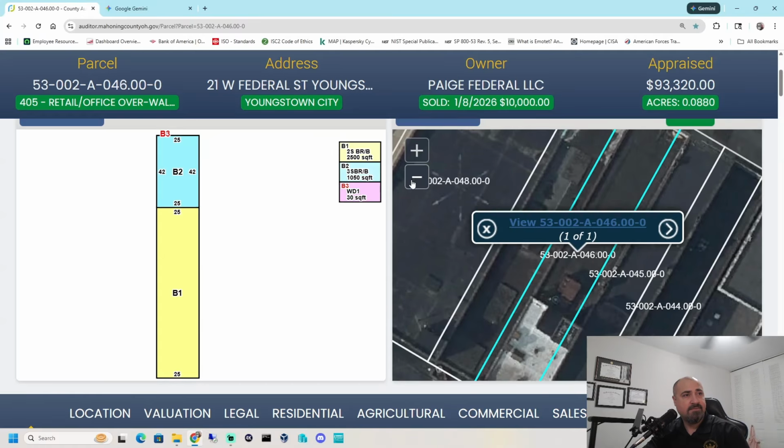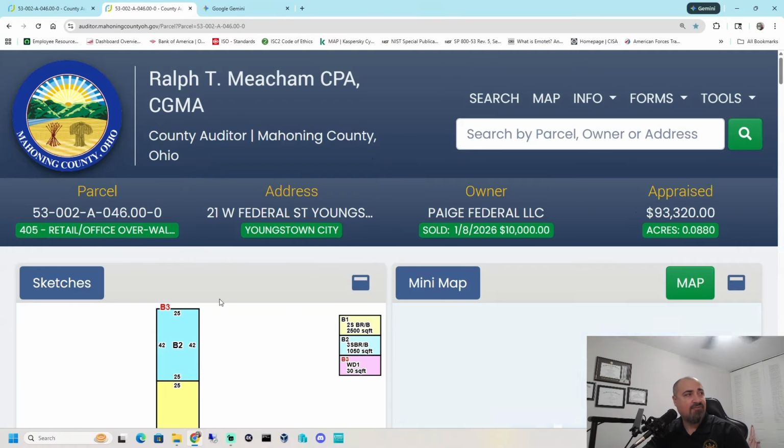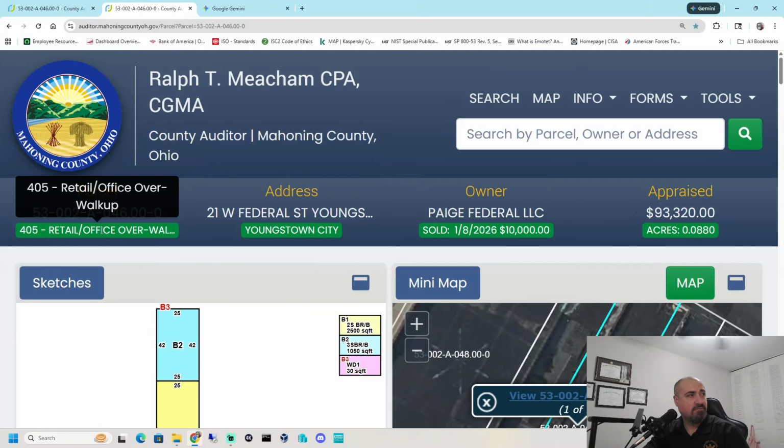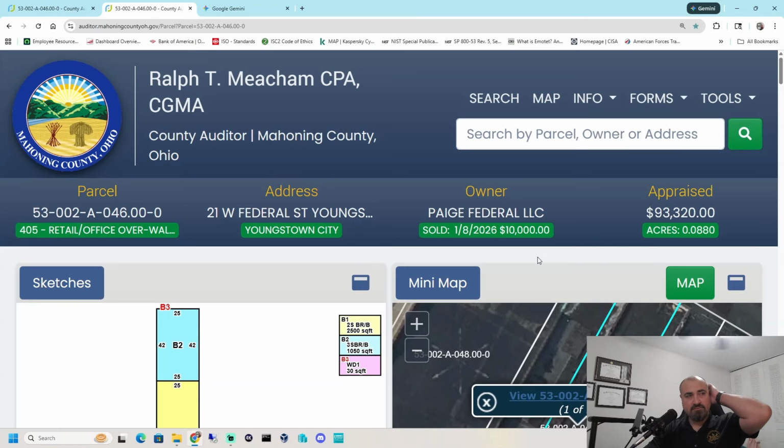So if you see, this is the property. That replat doesn't show why this thing got replatted.